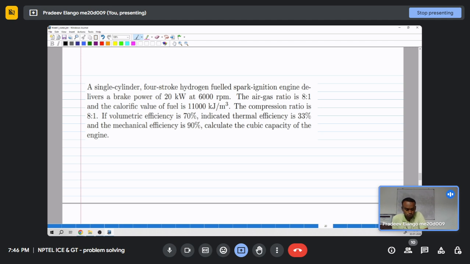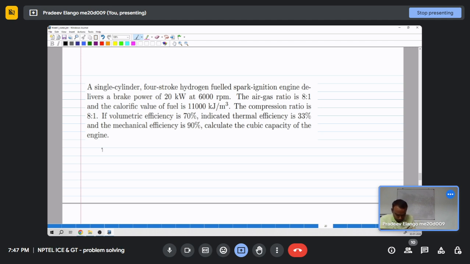A single cylinder four-stroke hydrogen fuel spark ignition engine delivers a brake power of 20 kilowatt at 6000 rpm. The air gas ratio is 8 is to 1 and the calorific value of the fuel is 11,000 kilojoule per meter cube. The compression ratio is 8 is to 1. If the volumetric efficiency is 70%, indicated thermal efficiency is 33% and mechanical efficiency is 90%, calculate the cubic capacity of the engine.